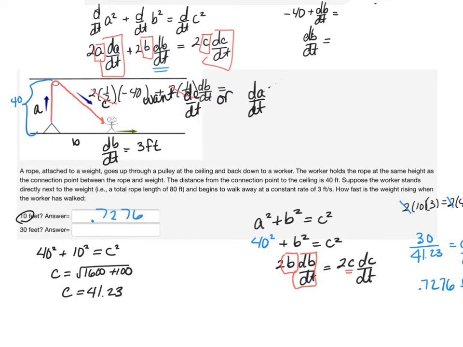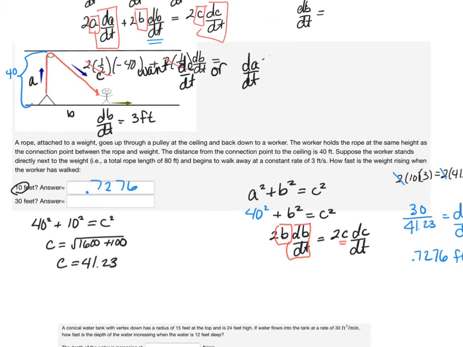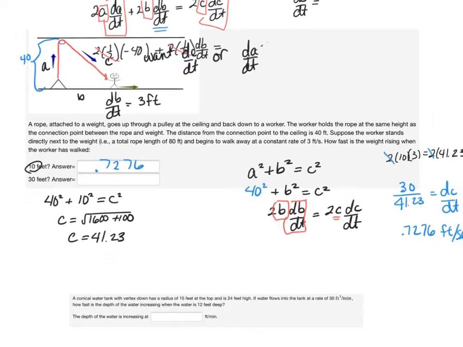Then they asked me for when it is 30 feet away. So all I have to do is find my replacement for c, which is not going to be the 41.23. I'm just going to do the same thing, but now I have a replacement for c that is different. Everything else will be the same.